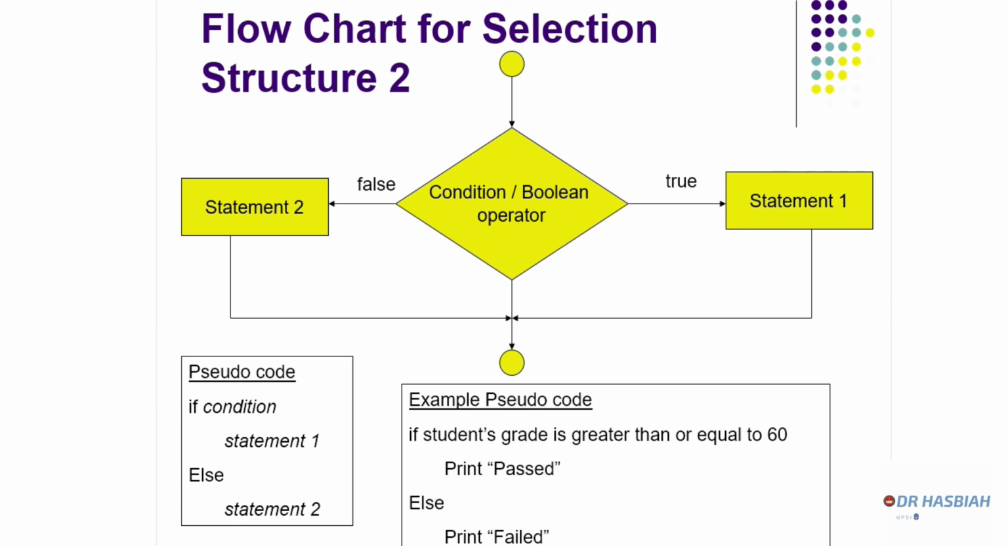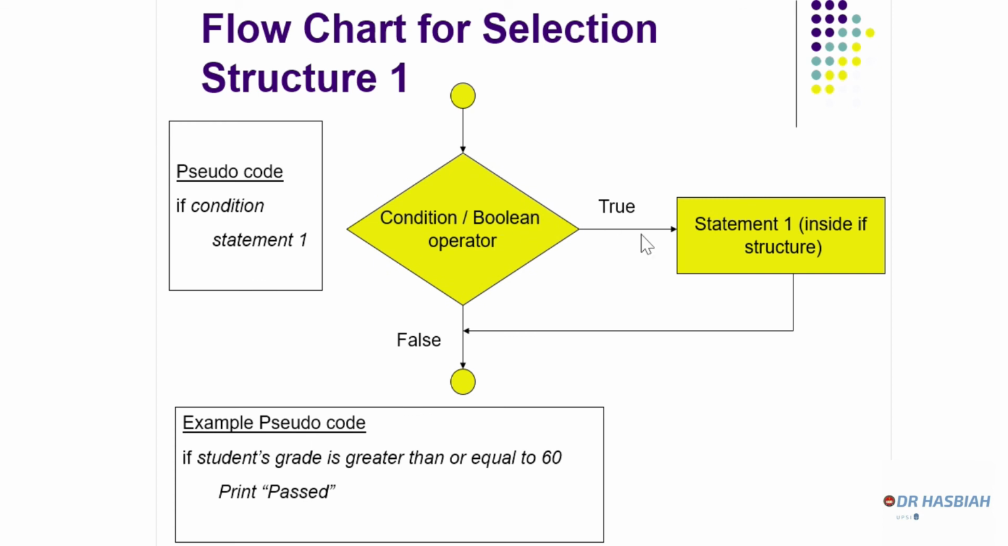Else, print fail. So we check: if the student grade is greater or equal to 60, we print pass. Otherwise, we print fail. So you have two choices here, true or false. Just now we had only one choice. If true, we perform this statement. Other than this, we exit. We don't have another choice here.